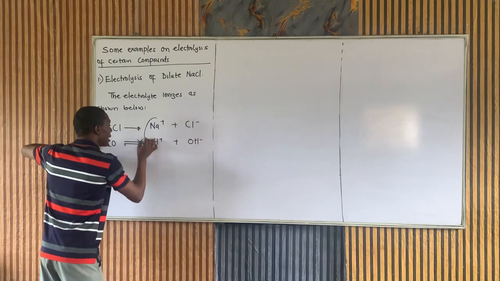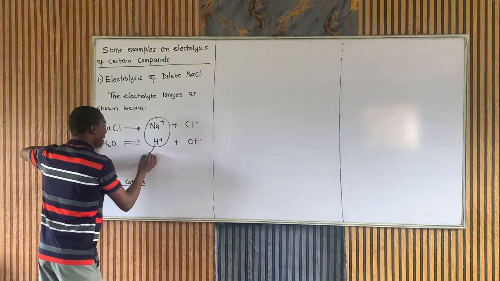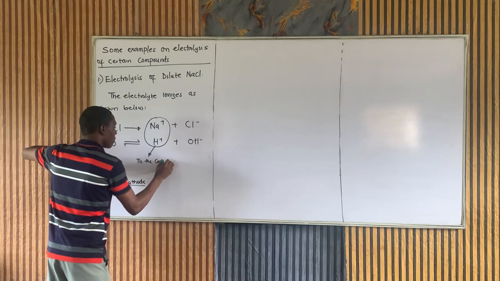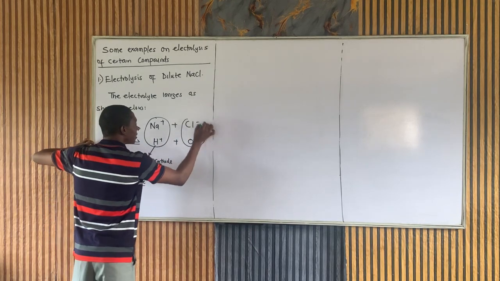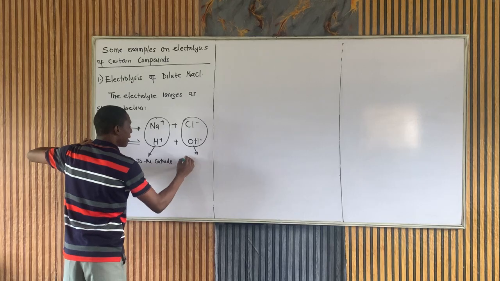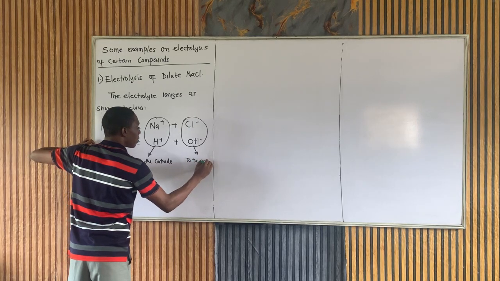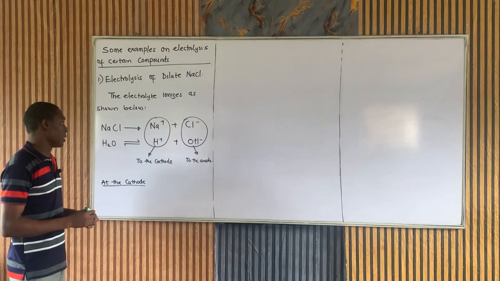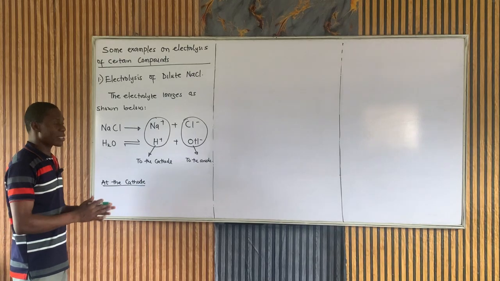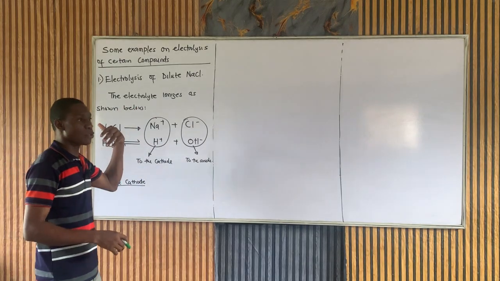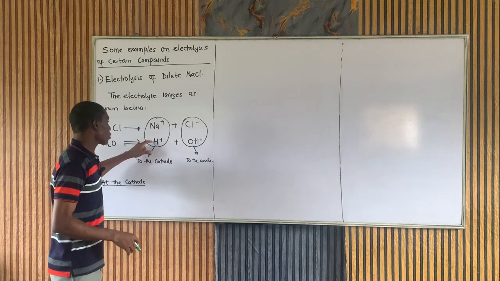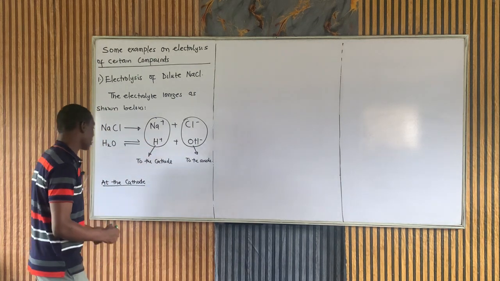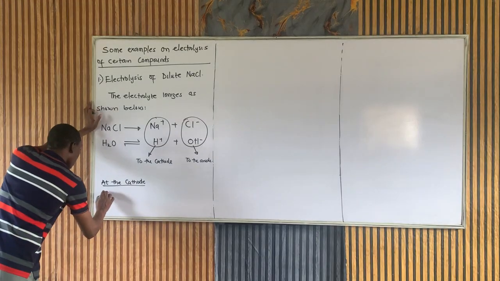Now, all the positive ions will migrate to the cathode, and all the negative ions will migrate to the anode. Now, if sodium and hydrogen migrate to the cathode, obviously, if you look at the series I gave to you earlier, you see that hydrogen is far below sodium in the activity series, so hydrogen will be discharged. So this is it here now.